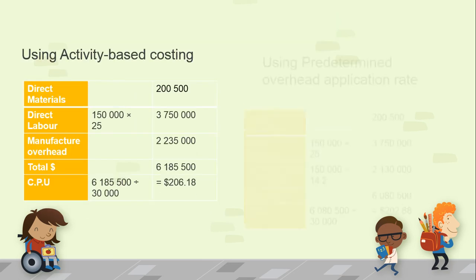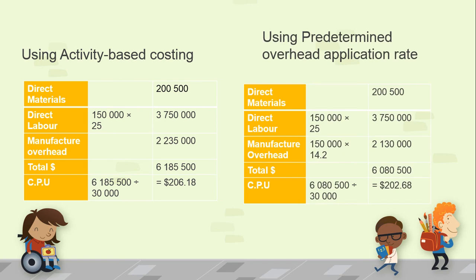So here are the total amounts of the cost per unit, shown for the ABC cost and the predetermined overhead application rate. So here is the difference. Although they are the same thing, they give different amounts.